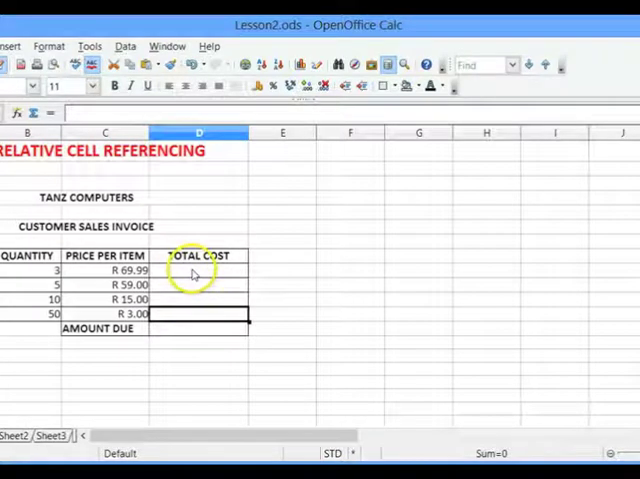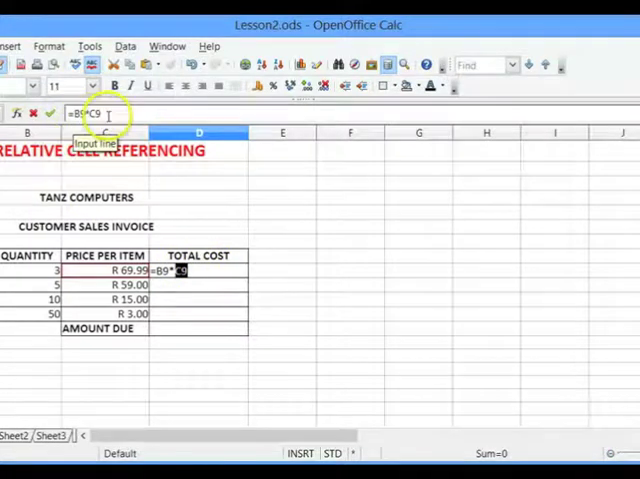Let's look at our customer sales invoice for TANS Computers. I want to type in a formula in cell D9 which is going to calculate the total cost of all the keyboards. And we know that the total cost of the keyboards is going to be the quantity times the price of each keyboard. So I'm going to type a formula equal to the quantity is contained in cell B9. I click on B9, times, and the price per keyboard is found in cell C9. So the formula that I have typed in cell D9 is equal to B9 times C9.